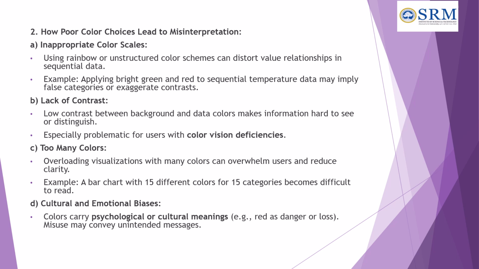Cultural and emotional biases. Colors can mean different things to different people. For example, red might be seen as danger or loss, while blue might feel calm or positive. Using these colors in the wrong context can send the wrong message or confuse the viewers. That's why it's important to choose colors carefully, not just to make charts look nice, but to help people understand the data correctly and easily.